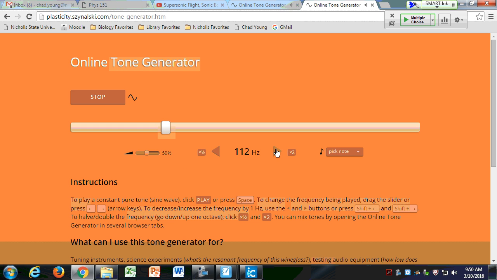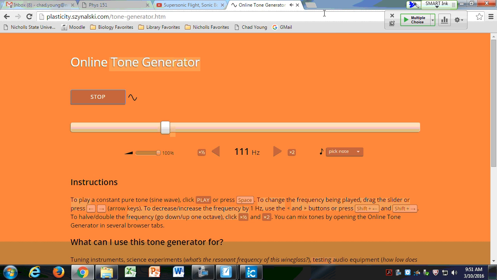And if you have two different frequencies, you'll hear beats. If they're faster beats, that means you have a greater difference in the frequency of your pitches. Right, there's a frequency difference of 5 hertz. And so you actually get 5 beats per second. 1, 2, 3, 4, 5, 1, 2, 3, 4, 5. All right, if you just have 1 hertz difference, 112 and 111, you get 1 beat per second. 1, 2, 3, 4. You hear the beat.